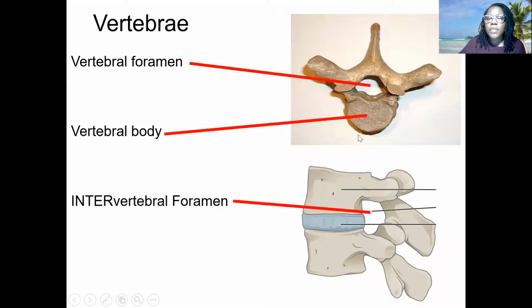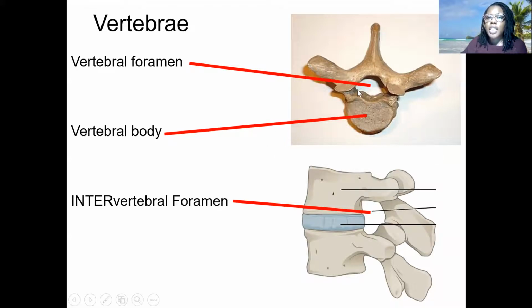Then we have the intervertebral foramen. So this is better appreciated on a lateral or sagittal view. We can see that there's an opening in between each vertebra. And this is where the spinal nerves that are exiting at each segment can communicate from the spinal cord itself, which is running longitudinally through the vertebra, and actually exit between each of the vertebrae at each level.